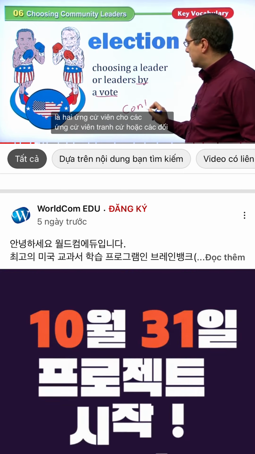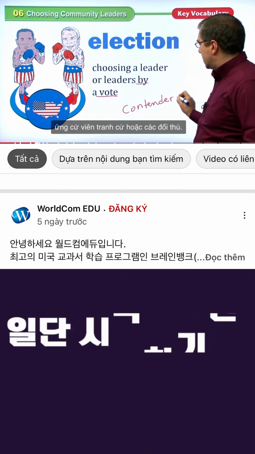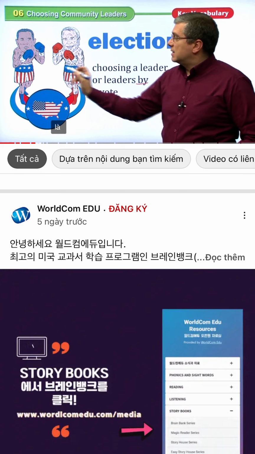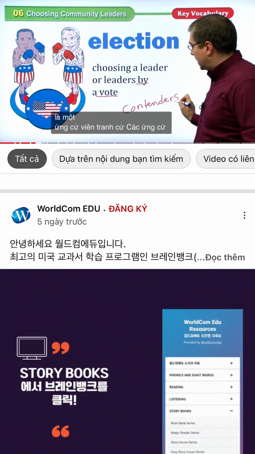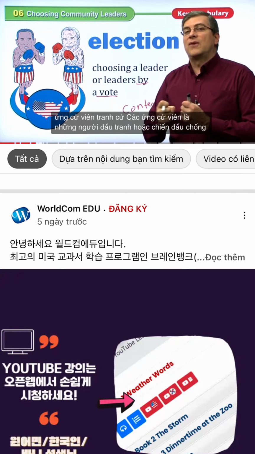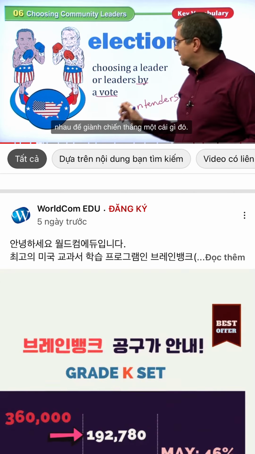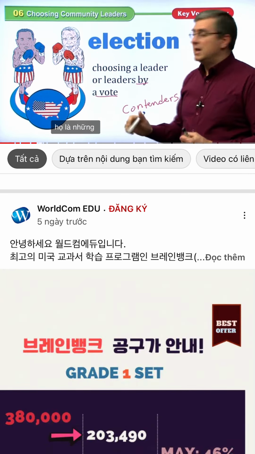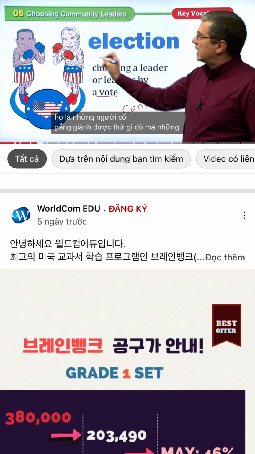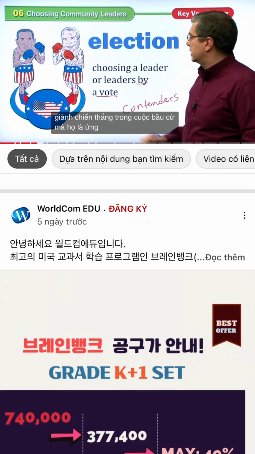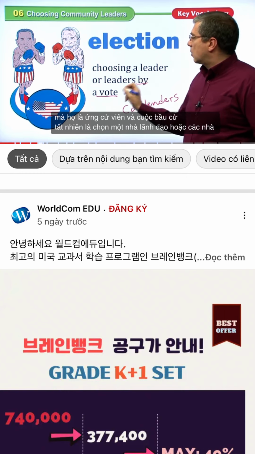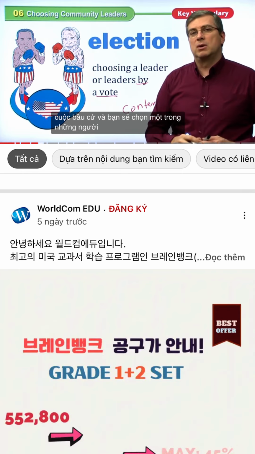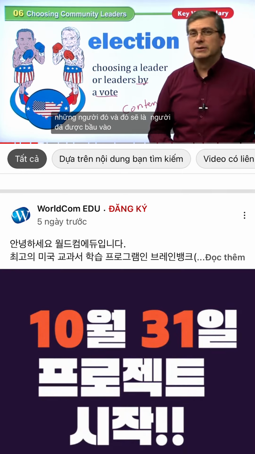Contenders or opponents. Contenders are people who try to win the vote. He was a contender. Contenders are people who struggle or fight against each other in order to win something. Contenders aren't just politicians, but contenders can also be boxers or sports players, people who try to win something. These guys wanted to win the election. They are contenders. And the election, of course, is choosing a leader or leaders by a vote. So contenders will have an election and you will choose one of those people, and that will be the person who is elected to office.